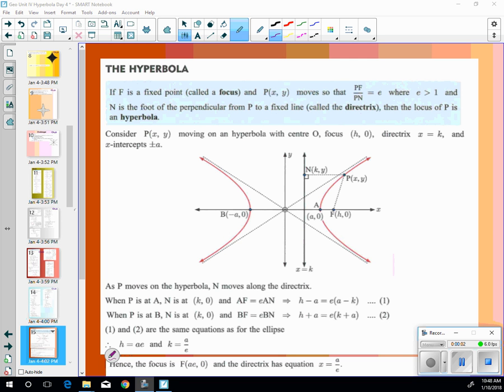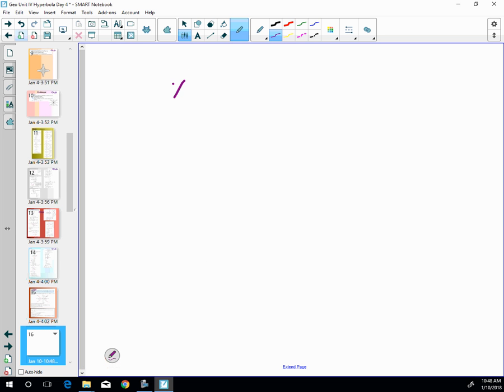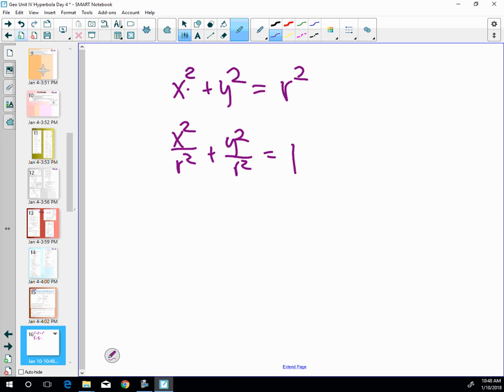Hyperbolas are the last conic section that we're going to look at. The ones we've looked at so far: x squared plus y squared equals r squared. And we said if you divide it by r squared, you get the familiar 1. What is it that we would do to make this an ellipse?